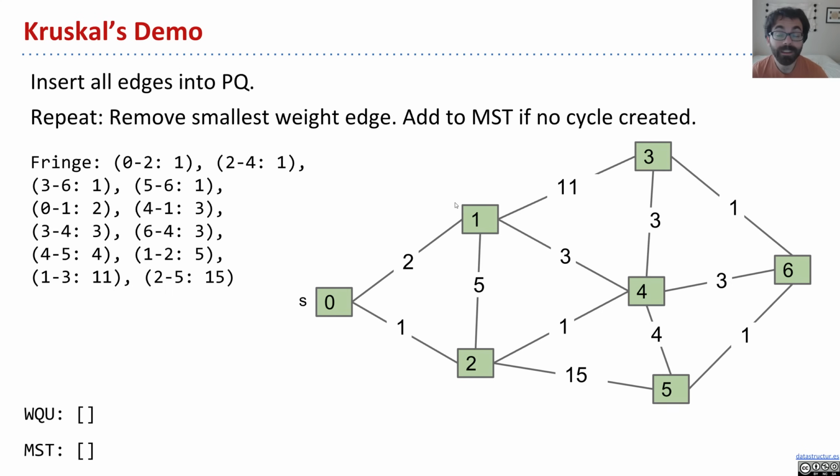So what we want to do is use our priority queue and our weighted quick union object, and then the MST in this case is going to be a list of edges, and we want to use all of these data structures to concretely implement our Kruskal's algorithm.